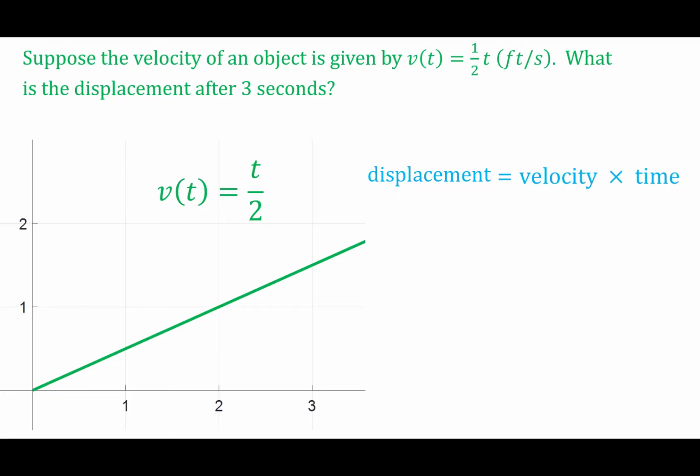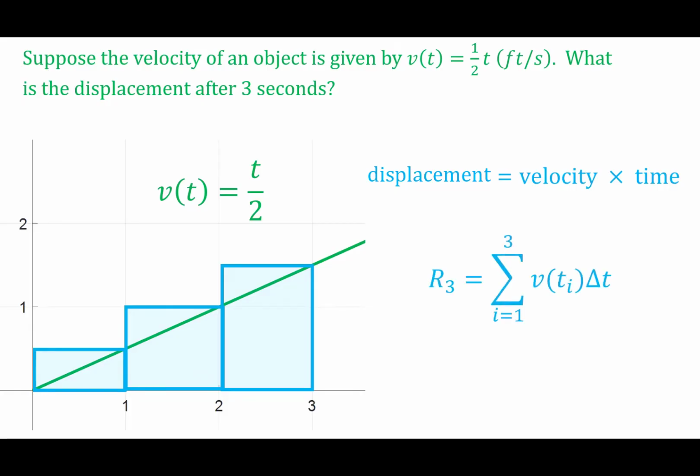But in this problem, our velocity is changing. It's changing as time goes on. Our velocity is equal to t divided by 2. But what we can do is approximate the displacement by putting 3 rectangles down like we've done before in other functions, and calculating the area of those 3 rectangles, and then adding them up. And the reason is, the area of each rectangle is a height times a base, which in this case is a velocity times a change in time.